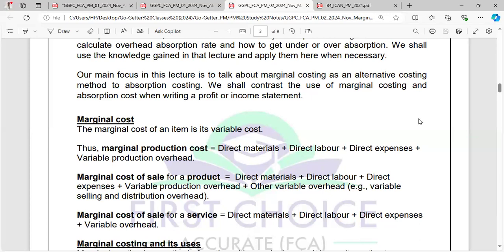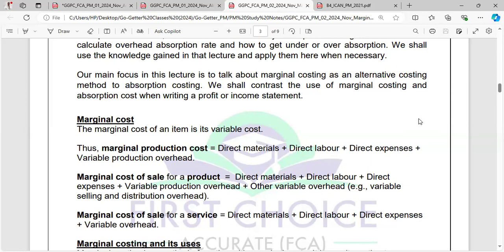So we have direct materials. They are used in production, they are variable. We have direct labor, we have direct expenses. Then we also have variable production overhead. There are some overheads that are variable in nature. So it's not all overhead that is fixed. So in case you have a semi-fixed cost, in a semi-fixed cost, there is a variable part and there is a fixed part. And so it is that variable part that is included in the marginal cost.